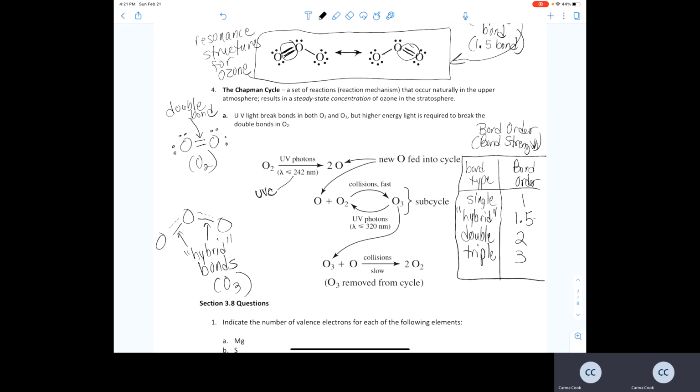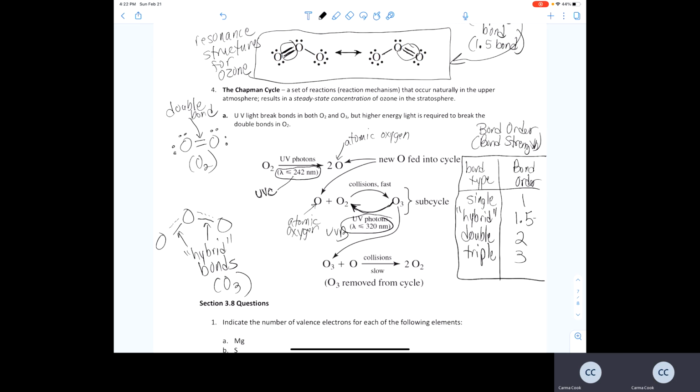So therefore, UVB is capable of breaking the bonds in ozone to form atomic oxygen and the oxygen molecule O2, whereas it takes the stronger UV radiation to break the double bond in oxygen to form 2 atomic oxygen atoms.